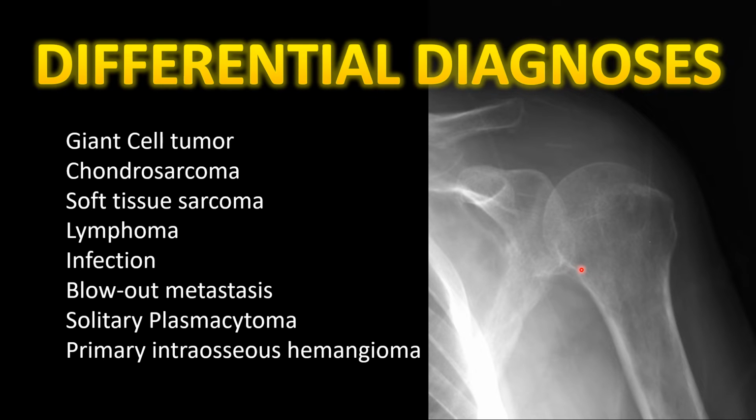So based off the provided clinical information and this single x-ray, we know that this patient has an aggressive lytic lesion in the scapula, over the age of 60, male, and it's painful. So here's a list of differential diagnoses that I came up with. It's not extensive, but this does encompass a large amount of lesions that fit into this category.